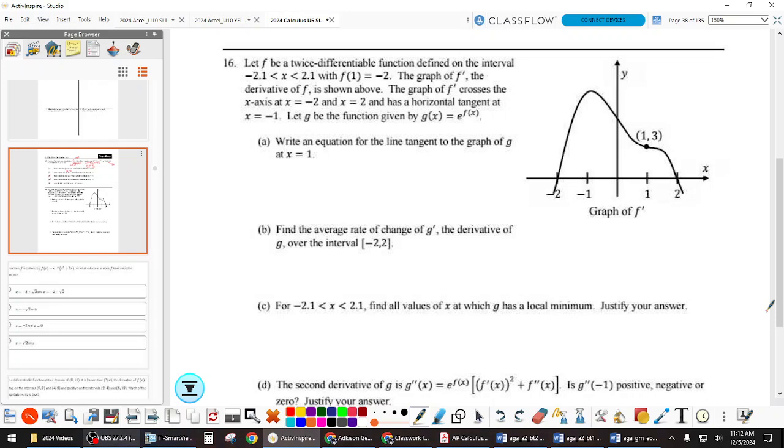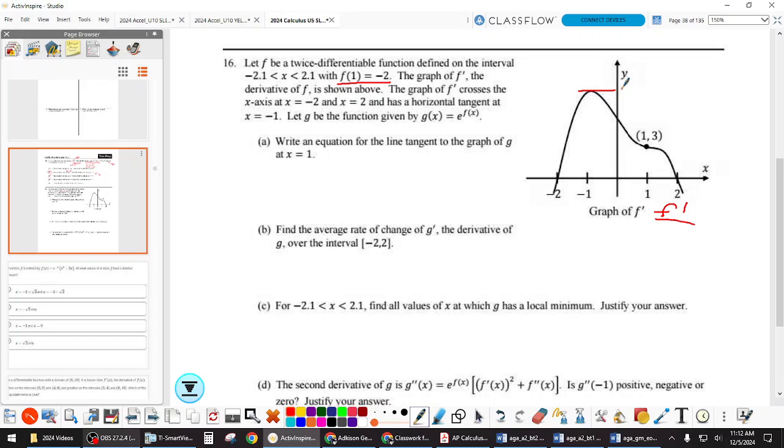Alright, so we're given quite a bit of information in the text. So this is important. F of 1 is negative 2, it's kind of tucked in there. That will show up at some point probably. And then we're given F prime. That's important to remember and read carefully what we're told. It tells us that it goes through negative 2, 0 and 2, 0. And then we have a horizontal tangent at x equals negative 1, so telling us that that's a max.